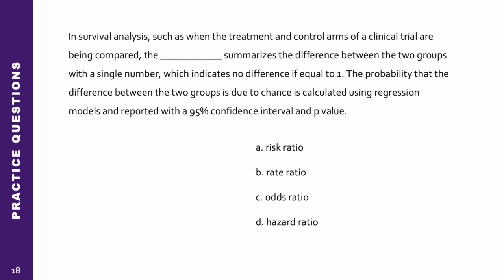In survival analysis, such as when the treatment and control arms of a clinical trial are being compared, the blank summarizes the difference between the two groups with a single number, which indicates no difference if it's equal to 1. The probability that the difference between the two groups is due to chance is calculated using regression models and reported with a 95% confidence interval and a p-value. Is the blank risk ratio, rate ratio, odds ratio, or hazard ratio?